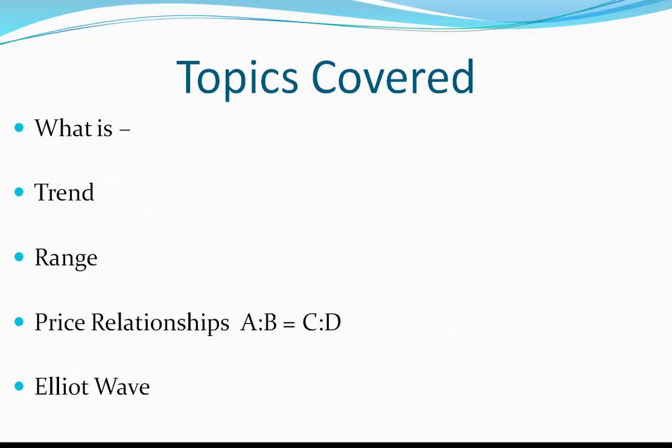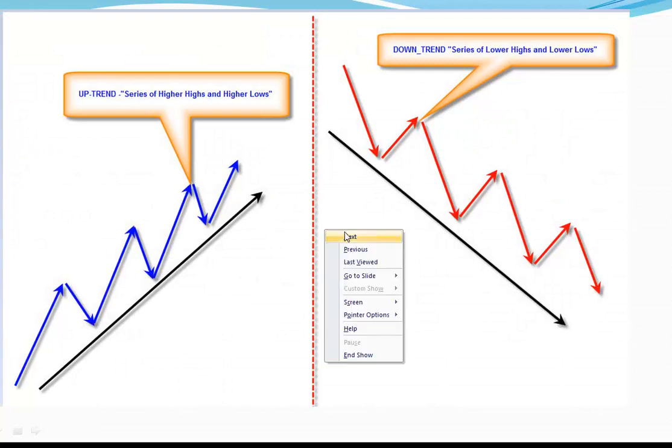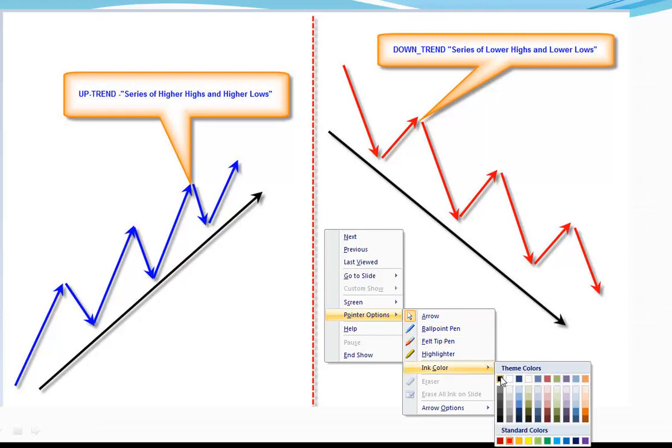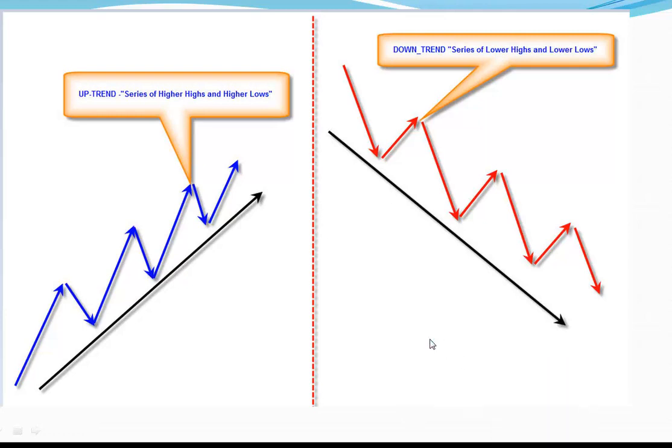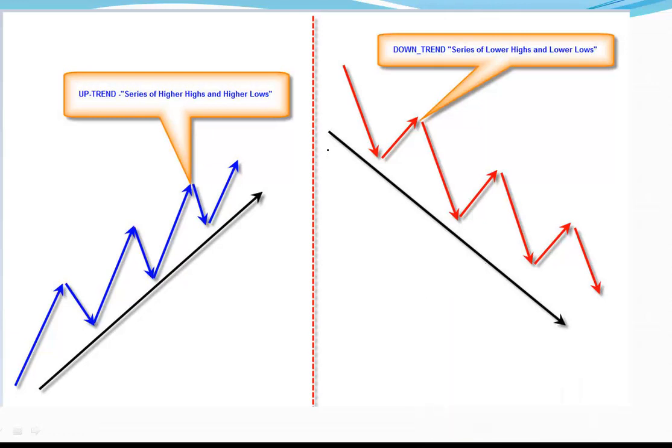So let's talk about what is a trend. Okay, a trend is very simple. Let me just get my ink right here and get my little felt tip pen. Okay, there we go. All right, what is a trend? Most important, bottom line foundation of technical analysis: what is a trend? A trend, basically, as it says here, an uptrend is a series of higher highs and higher lows.